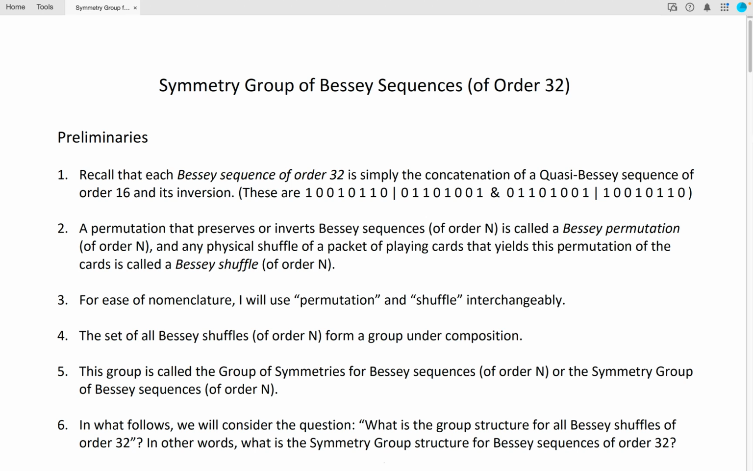4. The set of all Bessey shuffles form a group under composition. 5. This group is called the group of symmetries for Bessey sequences, or the symmetry group of Bessey sequences. 6. In what follows, we will consider the question, what is the group structure for all Bessey shuffles of order 32? In other words, what is the symmetry group for Bessey sequences of order 32?